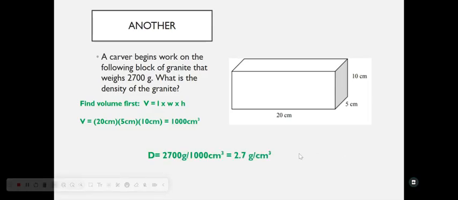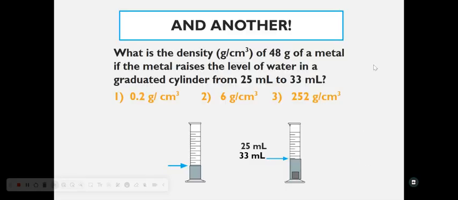The answer for this one is 2.7 grams per centimeter cubed. And here's another, check yourself. On this one, you're putting an irregular solid or regular solid into a graduated cylinder filled with water. And if the water went up this much, what is the density of the object?